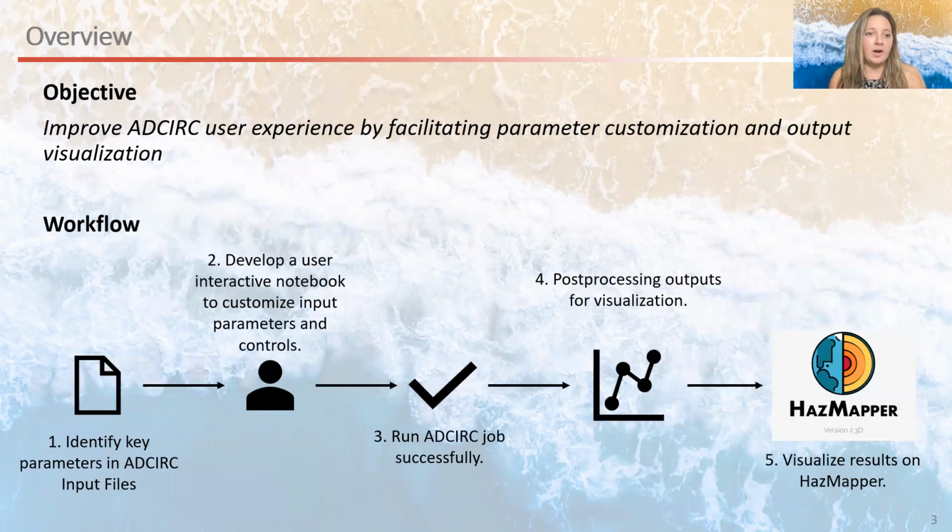So the objective for our hackathon project was to improve the ADCIRC user experience, especially for new users, by facilitating parameter customization and output visualization. And our workflow for this was first to identify key parameters in the ADCIRC input files that someone might want to change, and then take these parameters and develop a user interactive notebook to customize these inputs and controls. These could then be used to run an ADCIRC job successfully. And the outputs can be post-processed for visualization, including them even in the HazMapper application, which is also part of DesignSafe.